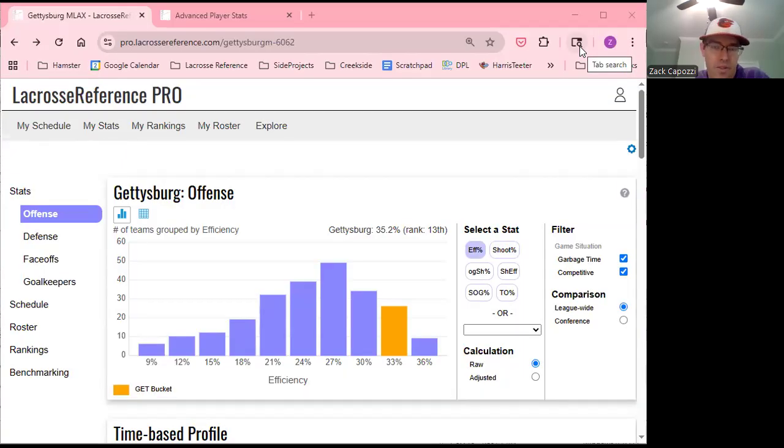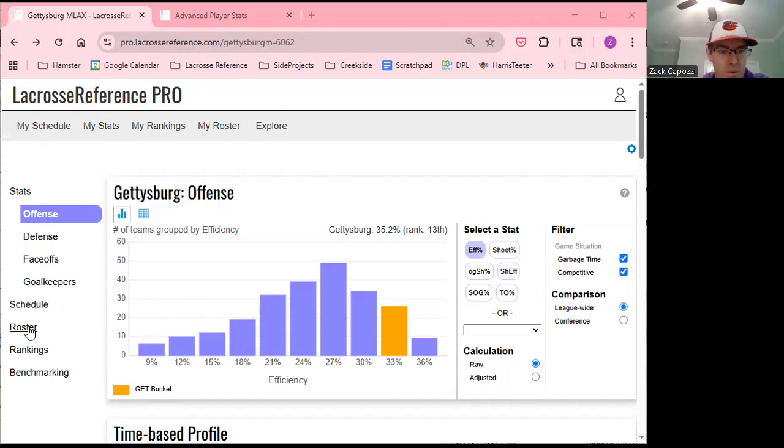Okay, so I want to talk through a new feature, the player tendencies reports. I'm just going to put myself in the Dickinson shoes and pretend we're scouting both Gettysburg for an upcoming game and our own team. So I'll give you a sense of how to use the new data in both of those ways.